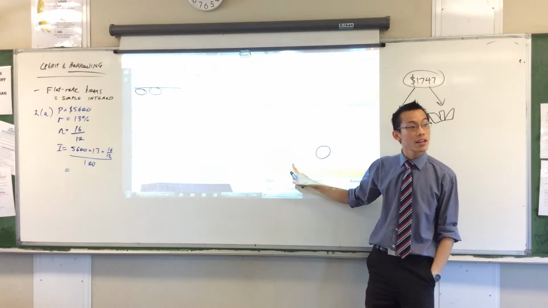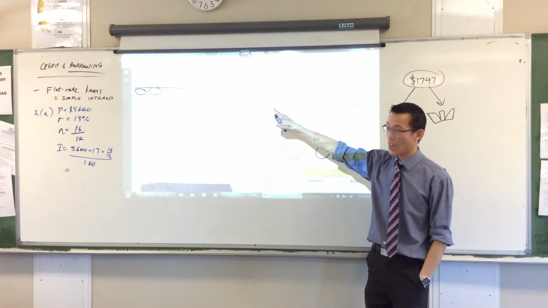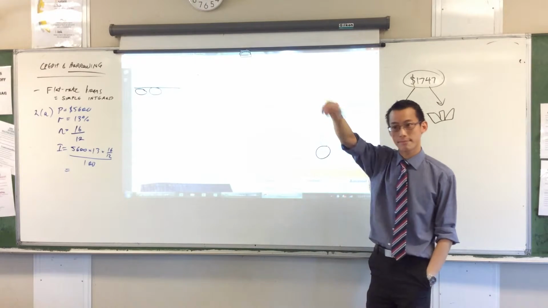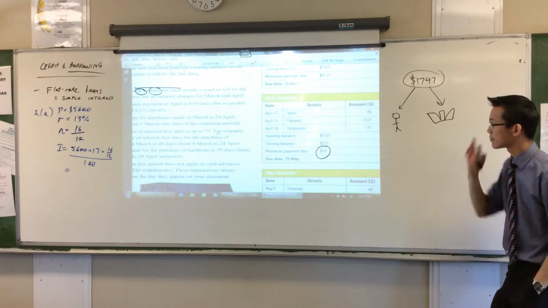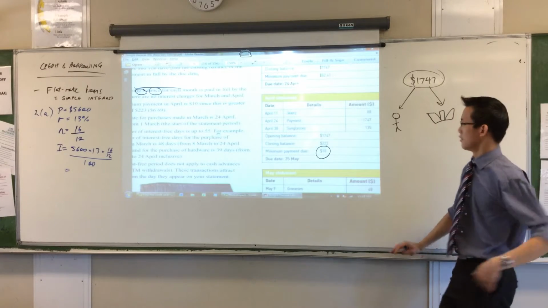25th of May, where did that come from? 55 days plus April 1st. But on April 11th, they bought something else. Yep. Did they not have to pay? I don't understand, because the due date was the 25th of April.